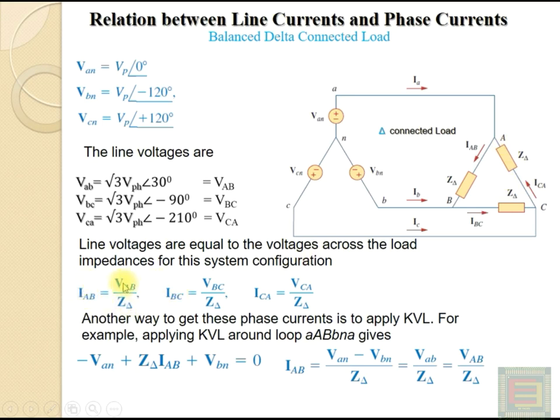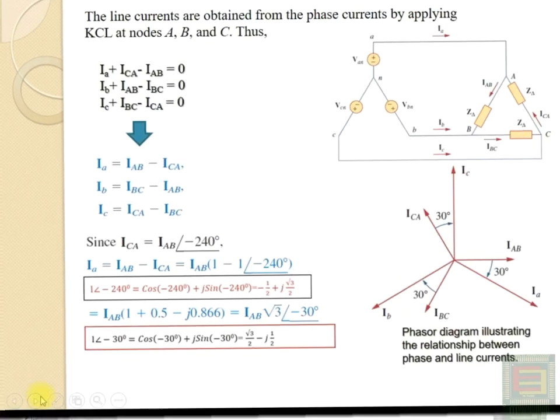Magnitude wise, VAB divided by Z delta will be the same as VBC by Z delta. It will be the same as VCA by Z delta. But you can see that IBC will be lagging with respect to IAB by an angle of 120 degrees. Similarly, ICA will be lagging with respect to IAB by an angle of 240 degrees, because VCA is lagging with respect to VAB by 240 degrees and VBC is lagging with respect to VAB by an angle of 120 degrees. So, these phasors IAB, IBC, ICA can be drawn like this.